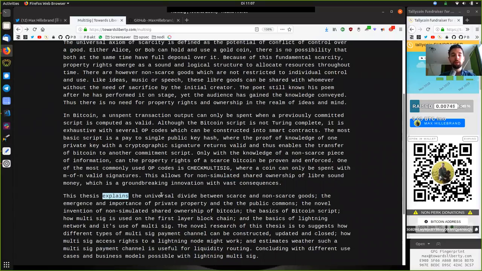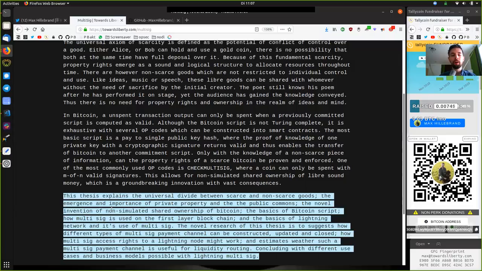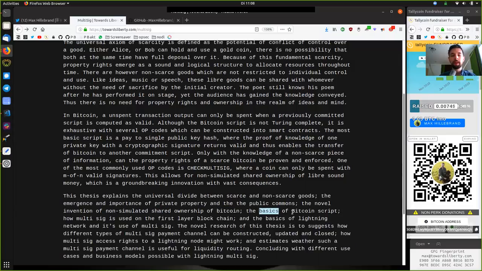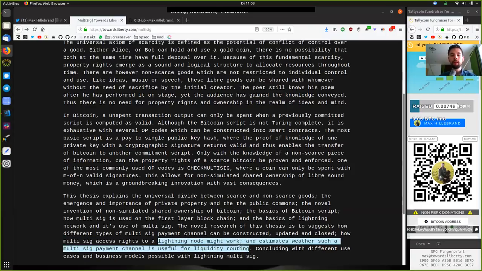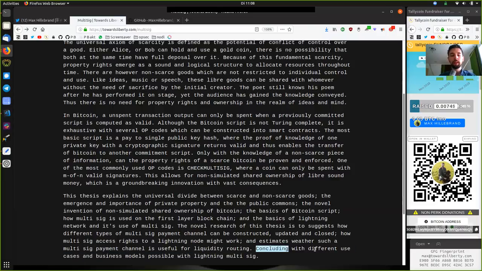This thesis explains the universal divide between scarce and non-scarce goods, the emergence and importance of private property and the public commons, the novel invention of non-simulated shared ownership of Bitcoin, the basics of Bitcoin script and how multisig is used on the first-layer blockchain, and the basics of Lightning Network and its use of multisig. The novel research of this thesis is to suggest how different types of multisig payment channels can be constructed, updated, and closed, how multisig access rights to a Lightning node might work, and estimates whether such a multisig payment channel is useful for liquidity routing, concluding with different use cases and business models possible with Lightning multisig.